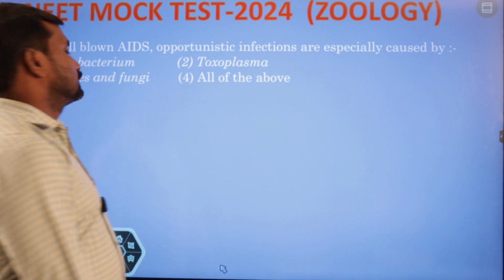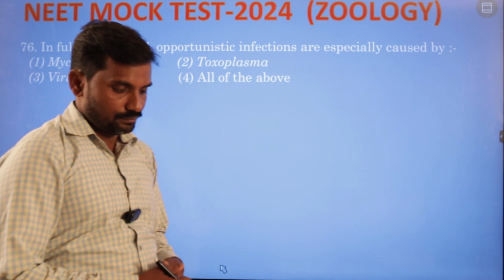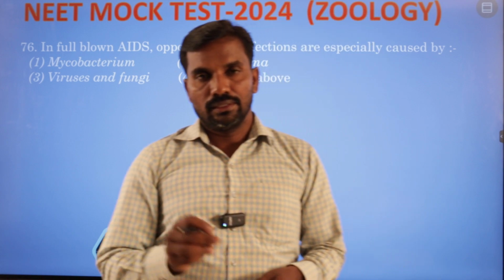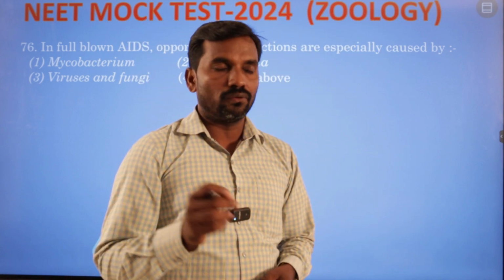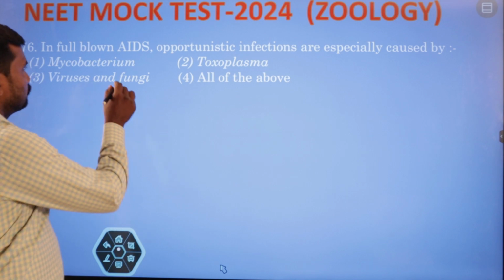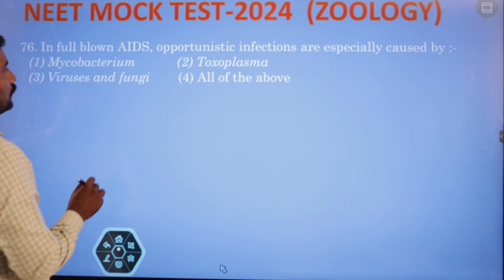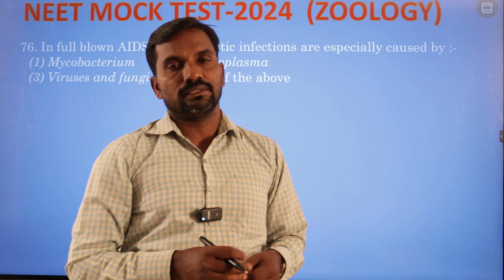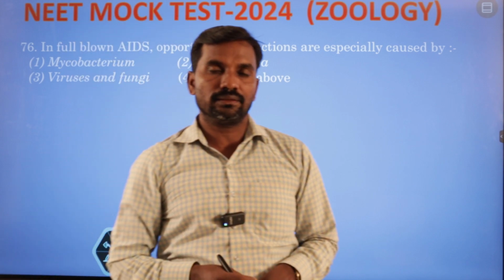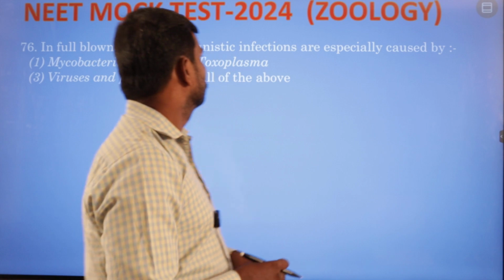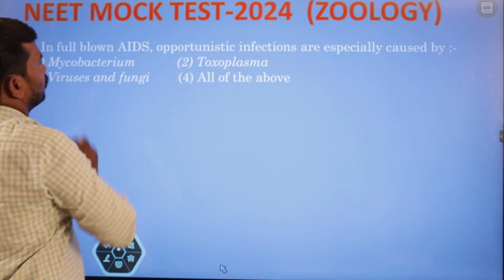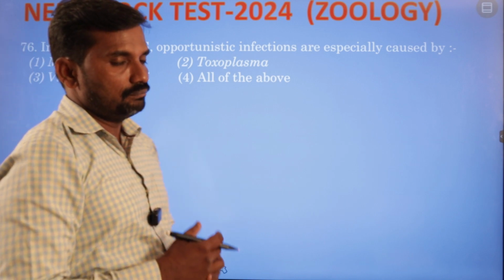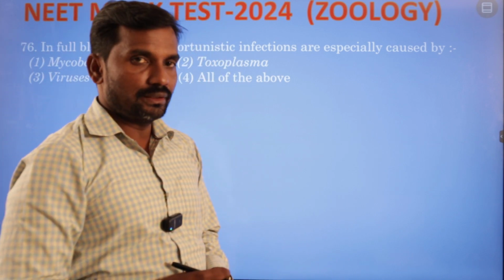Question number 76, human health and disease. Here we give more priority to AIDS, cancer, as well as drug and alcohol abuse. This is a simple question from AIDS, acquired immunodeficiency syndrome. It is mainly caused by the HIV virus, human immunodeficiency virus, which is a retrovirus. Whenever AIDS becomes severe, it becomes very severe.